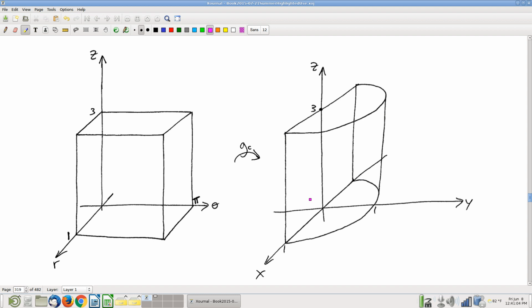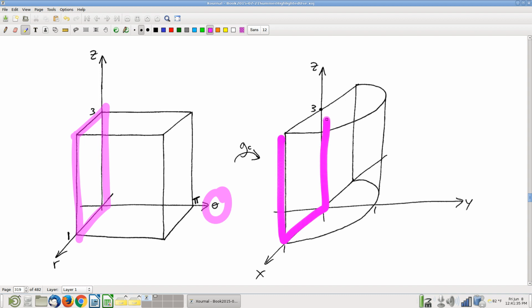Okay. So I claim that in the cylindrical coordinates change of variables function, this rectangular box is our pullback domain. And let's think about this one little piece at a time. Let's think first about this face. That face, you'll notice theta is equal to 0. R goes from 0 to 1. Z goes from 0 to 3. That's that.